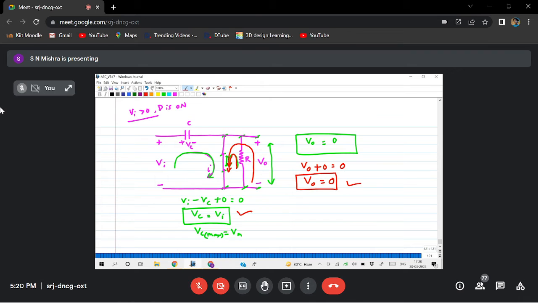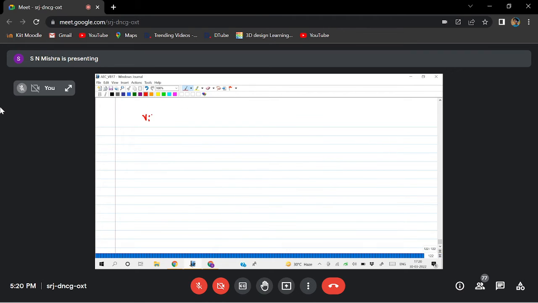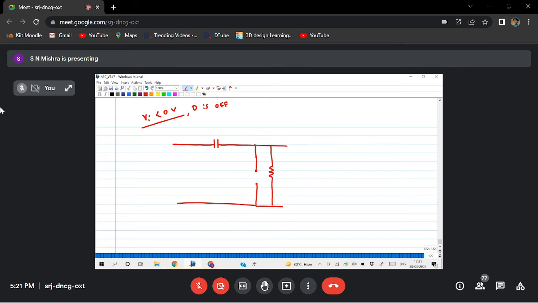So we have found the output voltage as well as the capacitor voltage when the diode is on. Now we'll go to the second condition, when the diode is off. When VI is less than 0, then D is off. The capacitor will remain the same. Off means open circuit. Here across the resistor is plus minus V naught, and here it is plus minus VI.